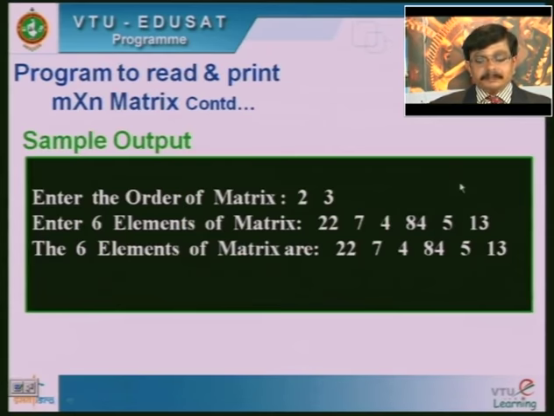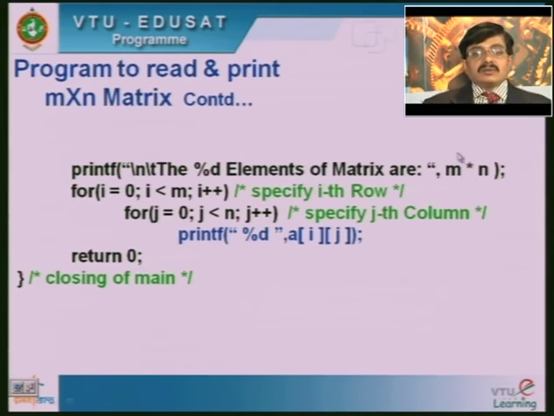So if I am mentioning 2 cross 3, then 2 into 3, 6 will be printed here. The 6 elements of the matrix are, that message will be displayed. Then after that, for i = 0, i < m, i++, again I access the column elements using the jth index. Using the ith row, I will be accessing the elements using the looping construct. When j is equal to 0, I will be accessing the 0th column, j is equal to 1, I will be accessing the first column of the 0th row, and so on. So until I complete all the rows of the matrix, I will be printing each and every element there. So this is the way how I can read and print a matrix.